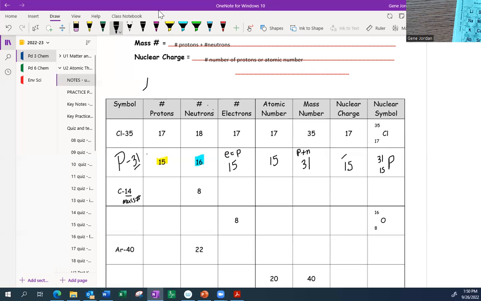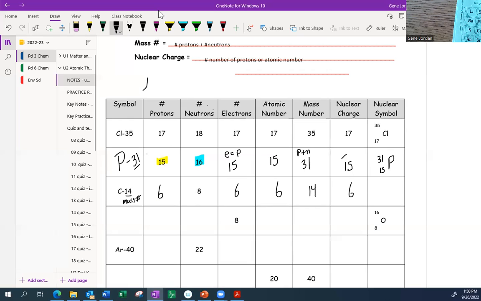And so all carbons have the same atomic number of protons. It's always 6. What's its neutrons? Well, they told us it's 14. 6 plus 8 is 14. Number of electrons is the same as its protons. The atomic number is the same as its number of protons. The mass number is adding those two together, which is 14, 6 plus 8. The nuclear charge is the number of protons.